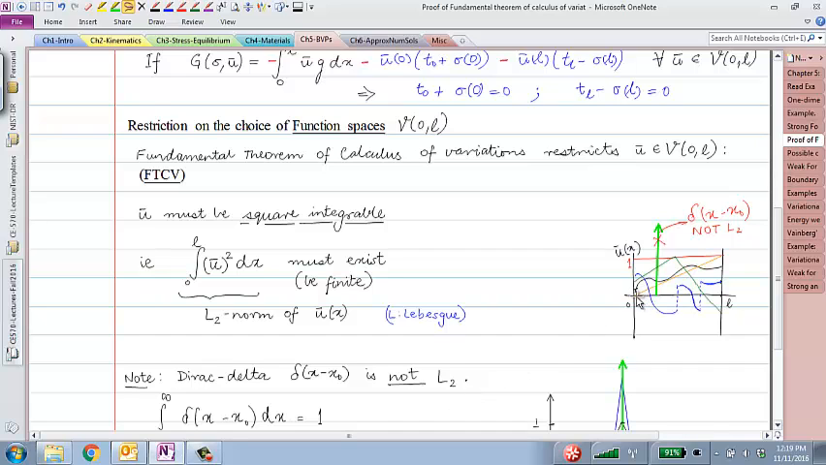So the idea is from this infinite space of functions from which you are pulling this virtual displacement u bar functions, the only restriction is that the integral of u bar square has to be finite, has to exist. Otherwise, my logic breaks down that I have up there. And this is called square integrable. If I have a function, I square it, I try to integrate it. If that integral exists, then u bar is square integrable.